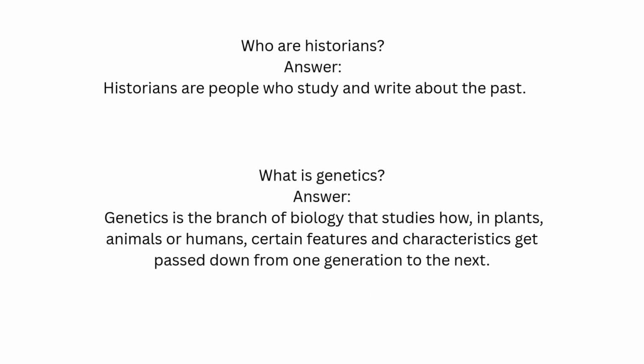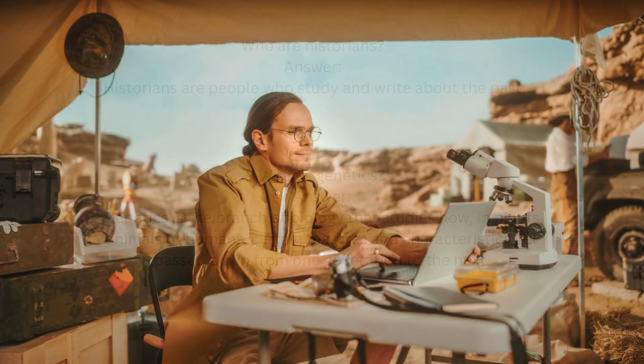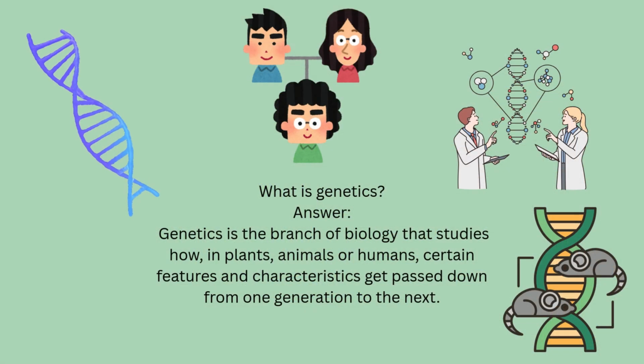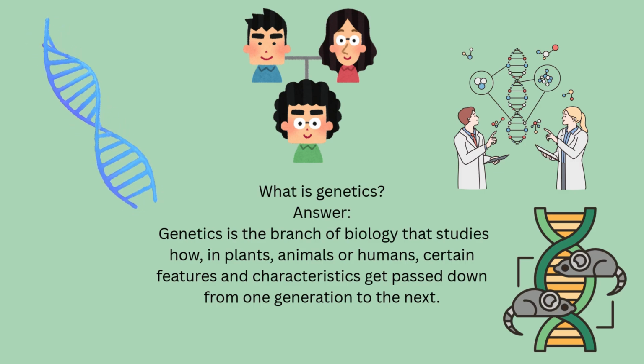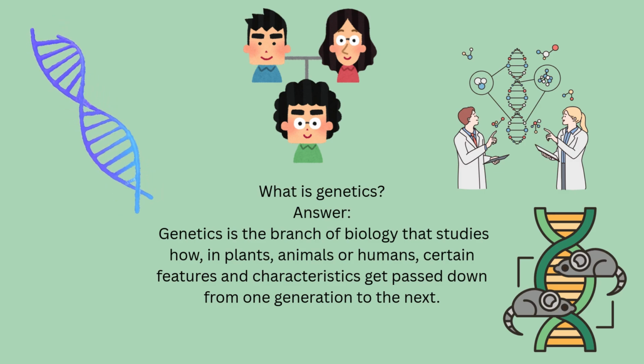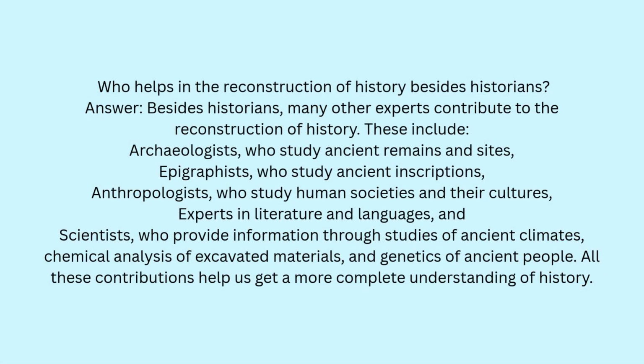Now, who are historians? Historians are the people who study and write about the past. And what is genetics? Genetics is the branch of biology that studies how in plants, animals, or humans certain features and characteristics get passed down from one generation to the next. Now, who helps in the reconstruction of history besides historians?